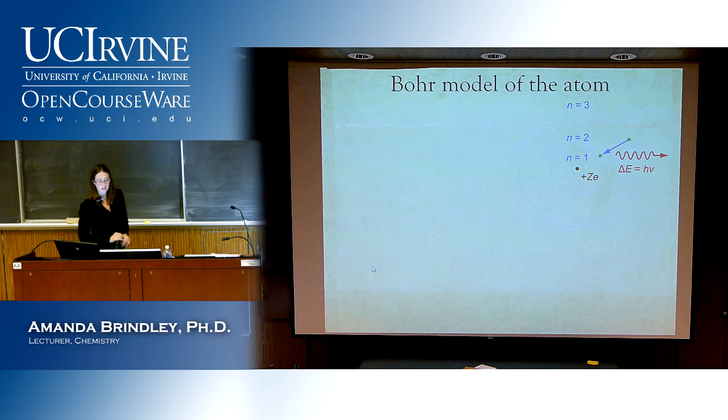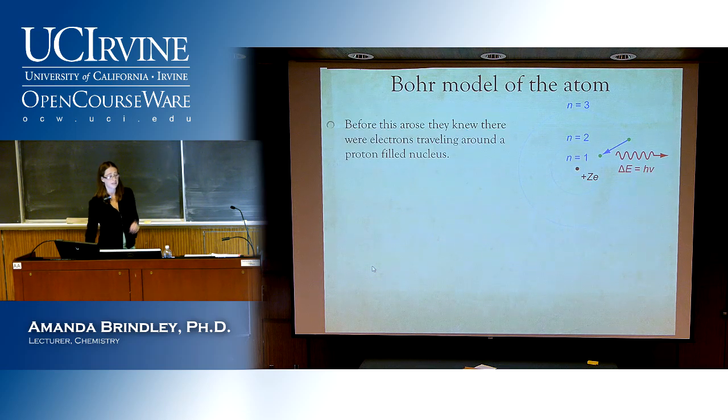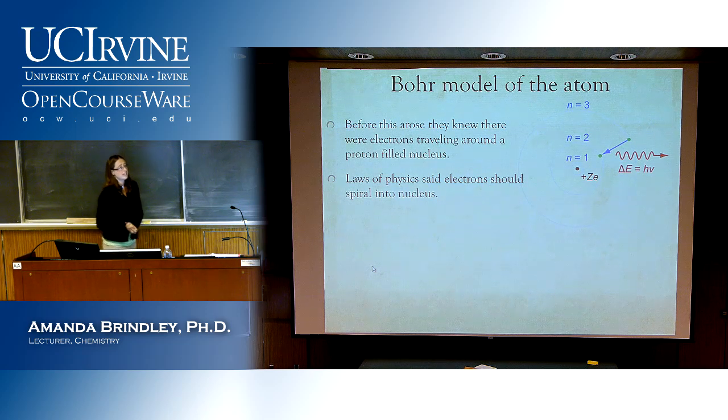Now, let's look at the Bohr model of the atom one more time. So remember, we have our nucleus with all of our positive charges, and we have our rings of electrons going around the outside. Now, this arose because they knew that we had a proton-filled nucleus, and we had the electrons going around them. The interesting thing here is that if you look at the laws of physics, it says that the electron should spiral into the nucleus, that it should be going around and around and then just spiraling in and everything collides together.